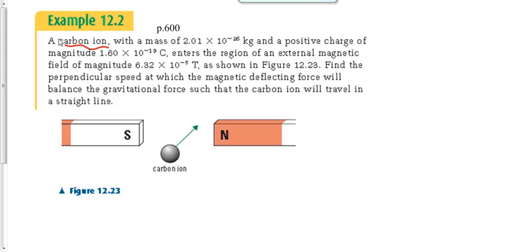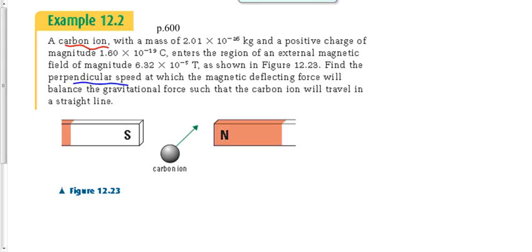Okay, I've got the mass, and if I need the charge, I can probably figure out the charge, but I just want to make sure that I recognize that it's not the properties of an electron or the properties of a proton. He has a positive charge of magnitude 1.6 times 10 to the minus 19 coulombs, enters the region of an external magnetic field of this value, find the perpendicular speed. All right, that's good news.